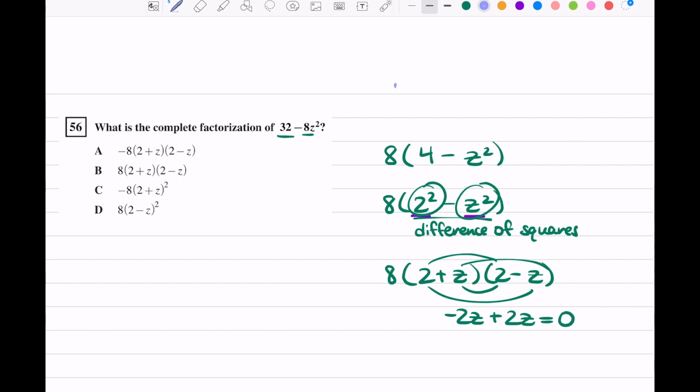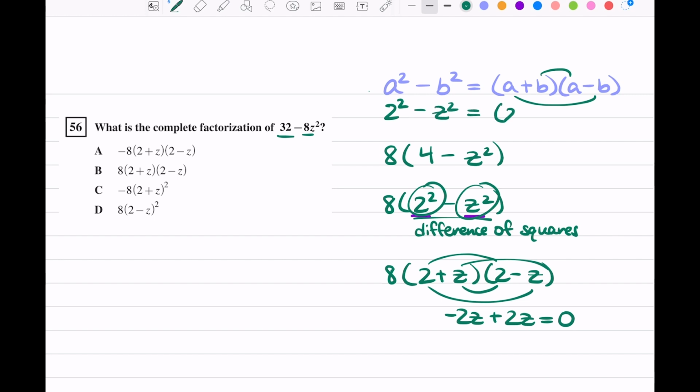In general, if you have some number a squared minus some number b squared, you can factor it into a plus b times a minus b, because our O plus I cancels out. In our problem here, we have 2 squared and z squared. So following our pattern, we'll have 2 plus z times 2 minus z. So this is an important fact to remember. And going down to our answer, we have 8 times 2 plus z times 2 minus z. And looking at the answer choices, that would be option B.